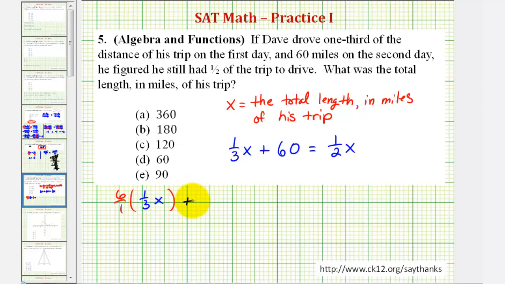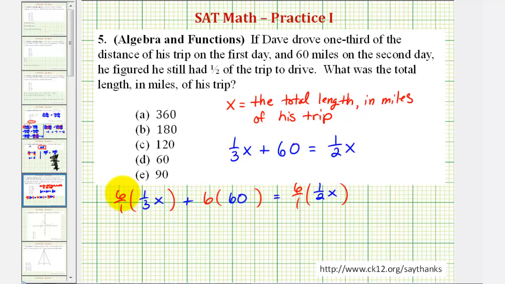And then plus 6 times 60. I'm not going to write 6 as a fraction here because 60 is not a fraction. Then we also have to multiply 1/2 x by 6. So again, we'll have 6 over 1 times 1/2 x. Now let's go ahead and find each product.